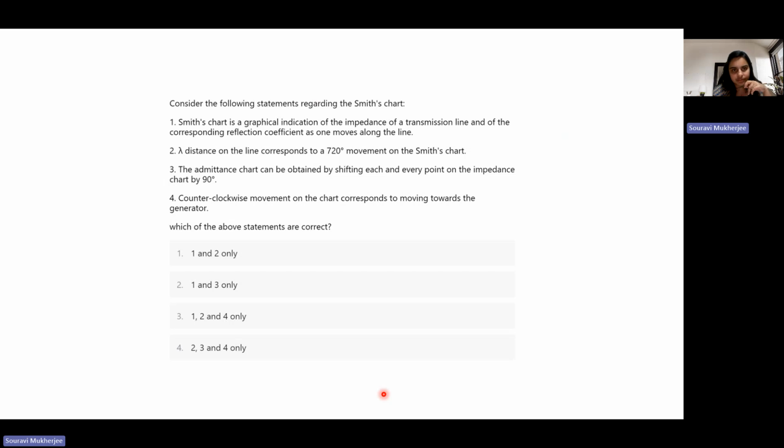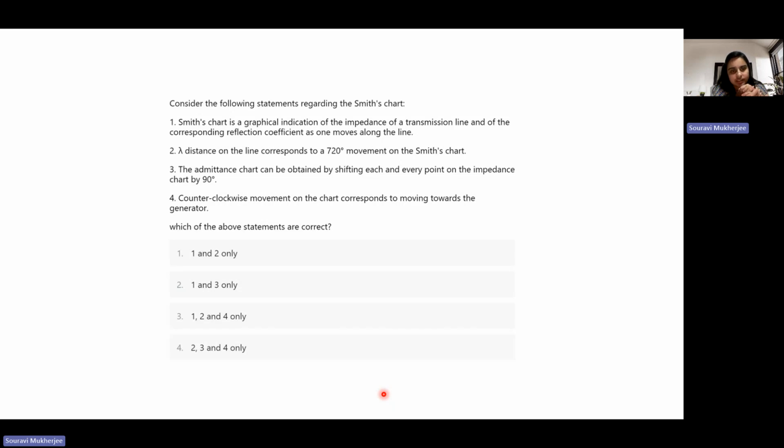Now, based on what we have discussed, let us try to answer this question. Consider the following statements and let us see which of them are correct. So it's a very conceptual question. Here it says that the Smith chart is a graphical indication of the impedance of a transmission line and of the corresponding reflection coefficient as one moves along the line. That's true, right? That's the basic definition.